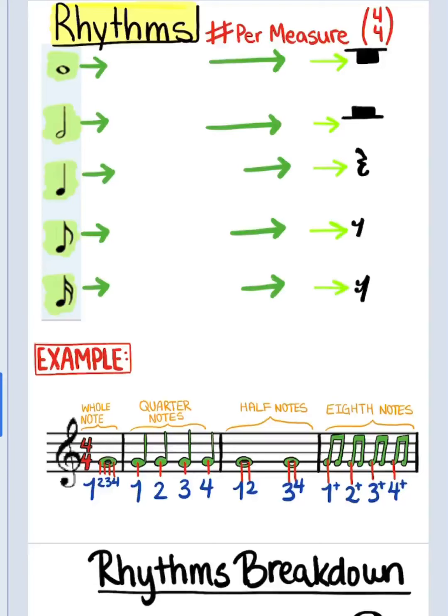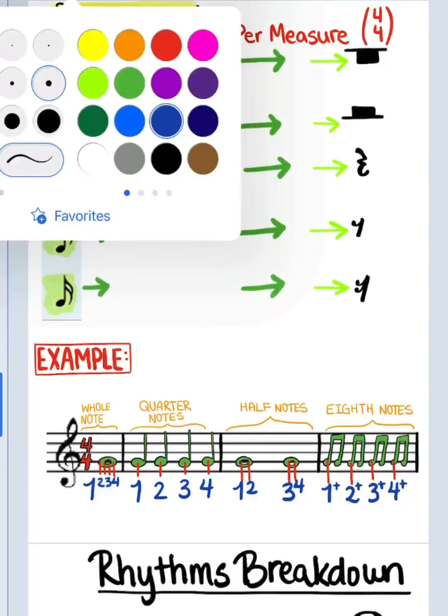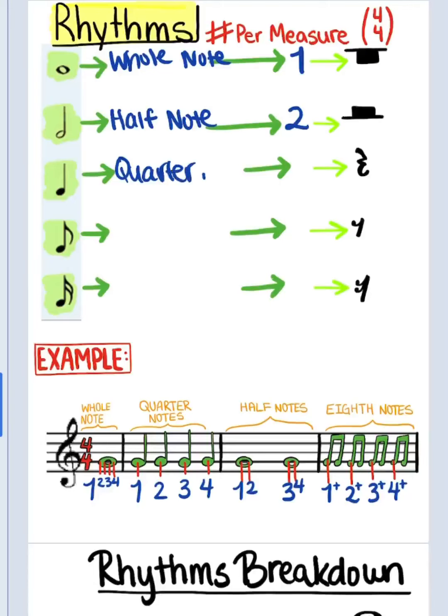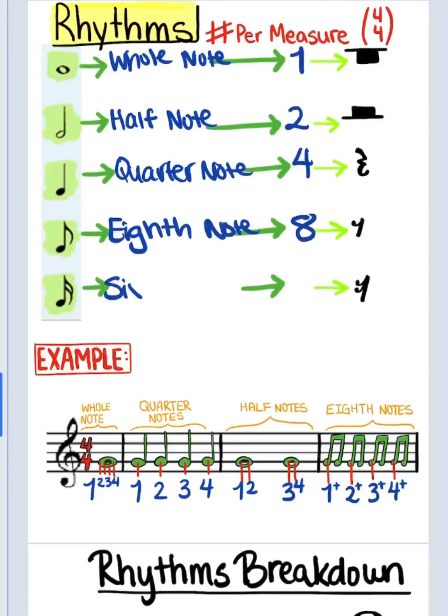Okay, so this next one we're going to do rhythms. On the left here we have all our notes, and this is just going to be per measure in 4/4. This first one's a whole note, and there's 1 of these per measure. Now we have a half note, there's 2 of these per measure. Our next one is a quarter note, and yes, we have 4 of these per measure. And then right after that is the 8th note, and we have 8 of these per measure. Final is 16th note, and there's 16 of those.